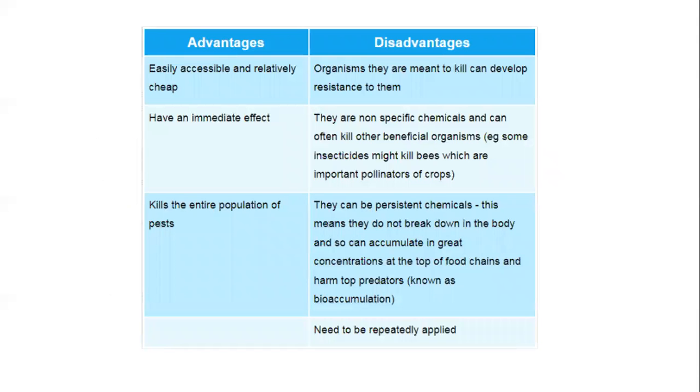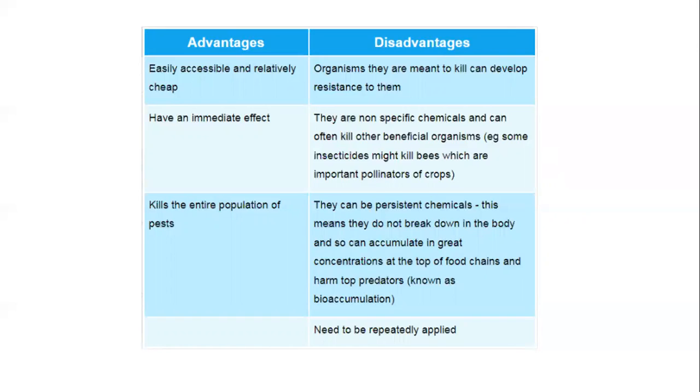Now, these are the advantages and disadvantages. So, the advantages: easily accessible and relatively cheap. We can have an immediate effect from these pesticides. It kills the entire population of pests. But what are the disadvantages?